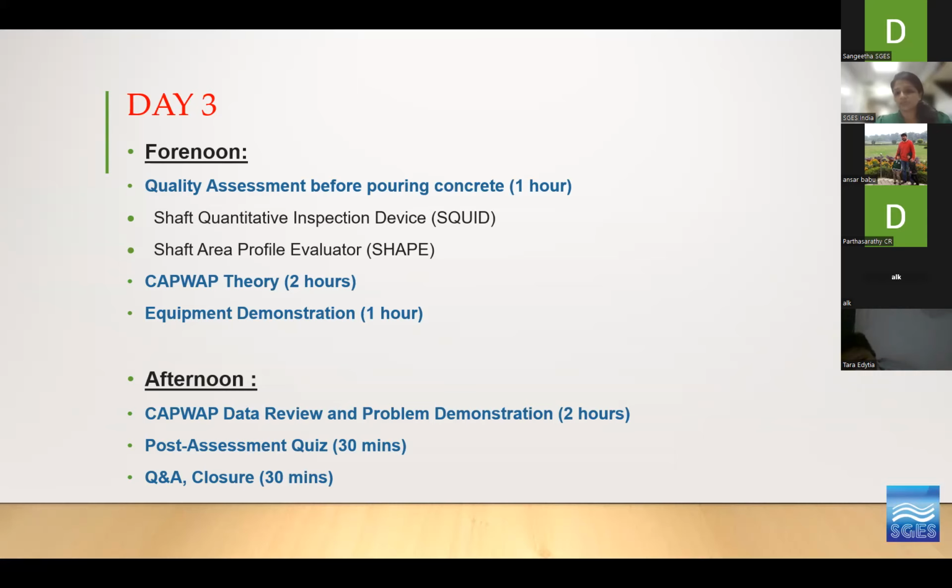In the afternoon session towards the closing, CAPWAP data review and problem demonstration. You will get a chance to solve a problem yourself using our CAPWAP software. Then we'll have a post-assessment quiz, and later certificates will be distributed.